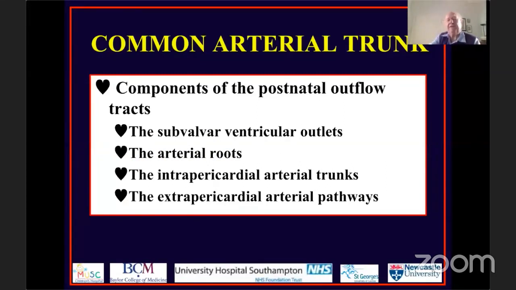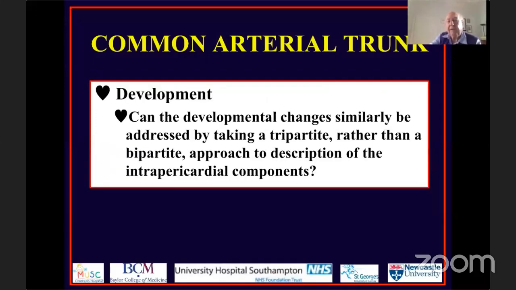So if we analyze the components of the postnatal outflow tracts, within the pericardium, we have these three parts: the subvalvular outlets, the arterial roots, the intrapericardial arterial trunks, and then at the margins of the pericardium, the intrapericardial pathways give rise to the extrapericardial arterial pathways.